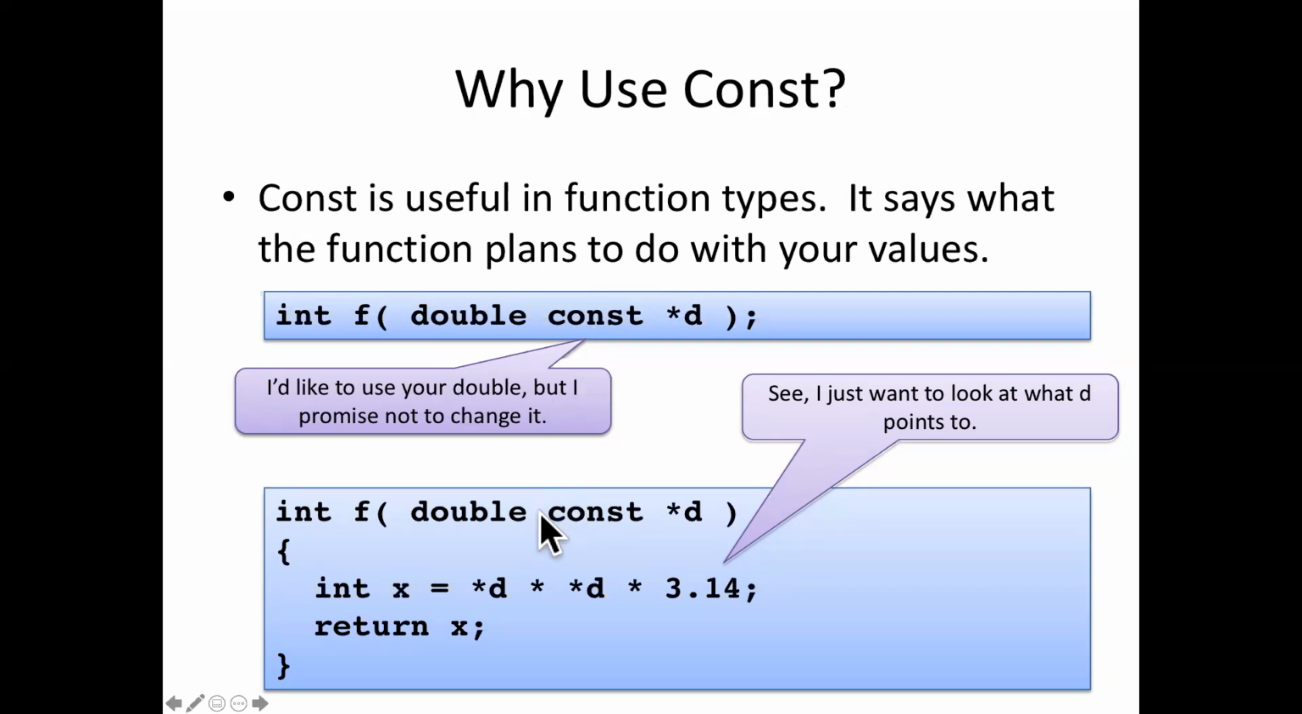You could write a function like this. This obviously computes the area of a circle given its radius. If you give me the radius as a pointer, well, I can dereference it. I know there are a lot of stars here. These two are multiplication, and the one in front of the pointer are dereference. So go get the double d points to, go get the double d points to, multiply those and multiply that by pi and return the result. And this will work just fine. I'm dereferencing the pointer, but I'm not trying to change the double it points to. So here you can think of this function type as a promise for what the function might do with that pointer.